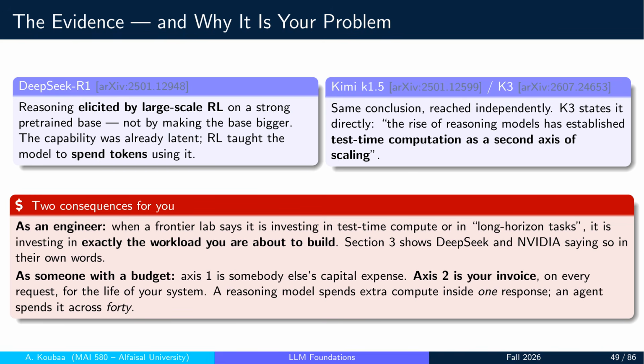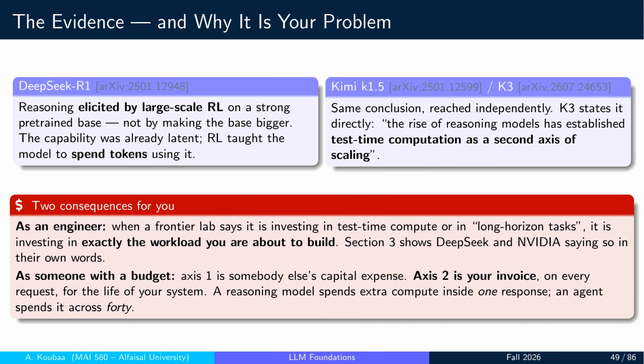On the left, DeepSeek R1, January 2025. Reasoning was elicited by large-scale reinforcement learning on a strong pre-trained base, not by making the base model bigger. The capability was already latent, and the reinforcement learning taught the model to spend tokens using it. On the right, Kimi K1.5 and K3. The same conclusion reached separately. K3 states it directly: the rise of reasoning models has established test time computation as a second axis of scaling.